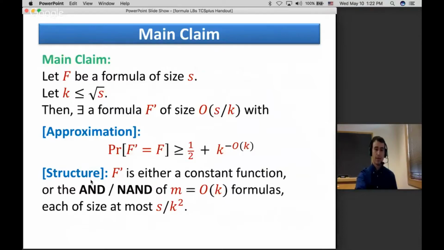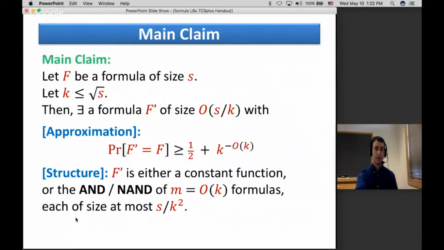The second thing that we get is that f prime is of size s over k. We started with this thing, but moreover, it has more structure than that. You can either write it as a constant function or the AND of k smaller formulas of size s over k squared.